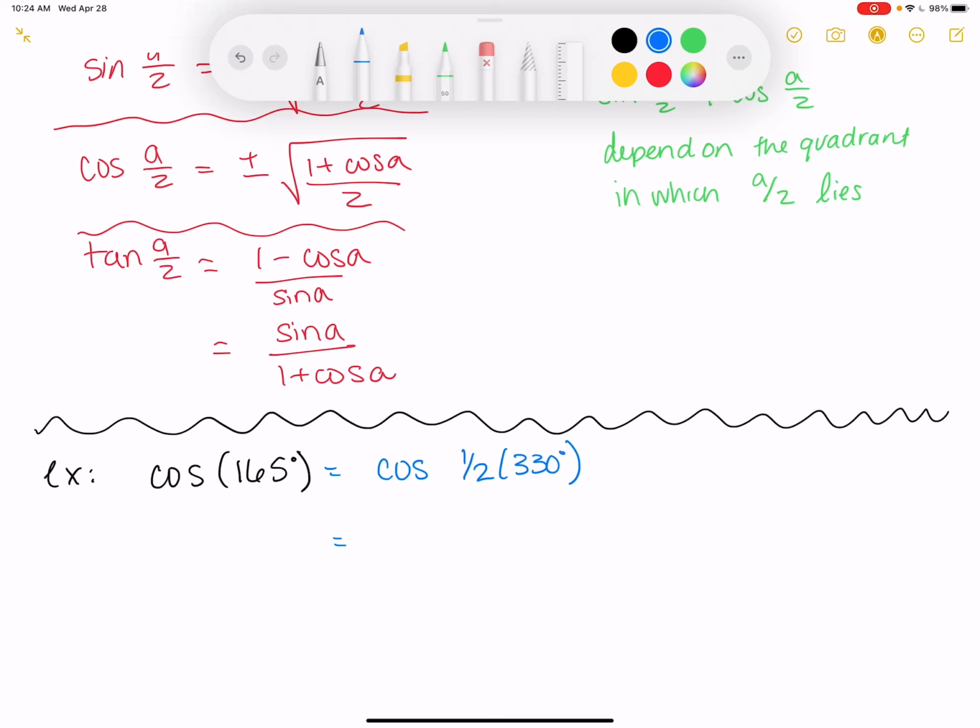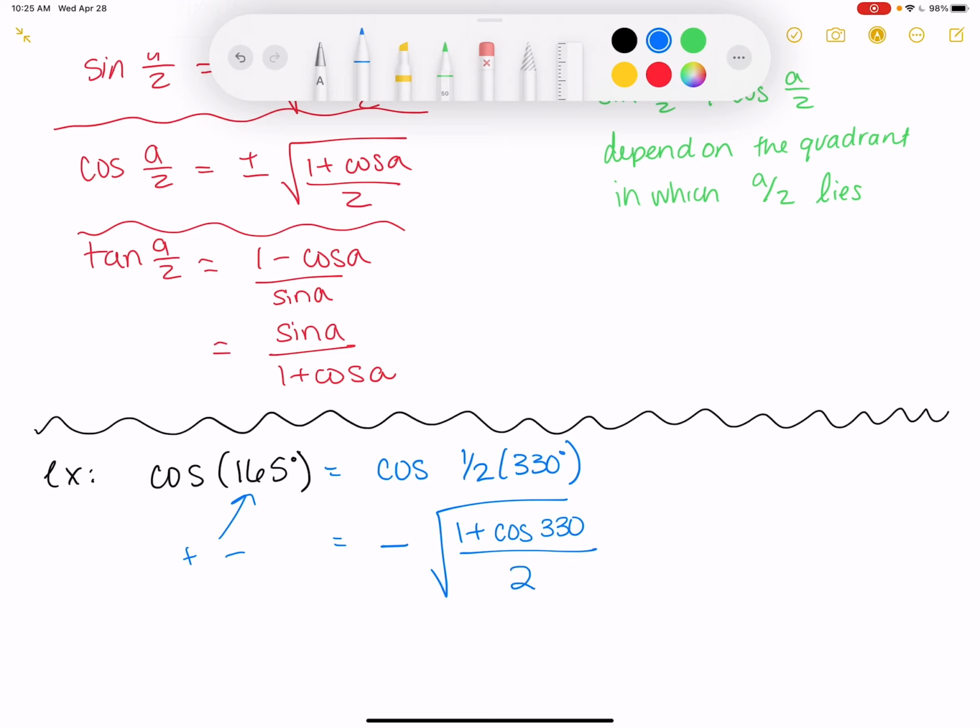First and foremost, I want to decide if I'm using the positive one or the negative one. To do that, I'm looking at A over 2. Don't get confused. I'm not looking at this 330. I am looking at 165. So this is going to decide positive or negative over here. What quadrant does 165 lie in? Quadrant 2. Meaning my cosine values are what? Negative. So it's going to be negative square root of 1 plus the cosine of 330 over 2.